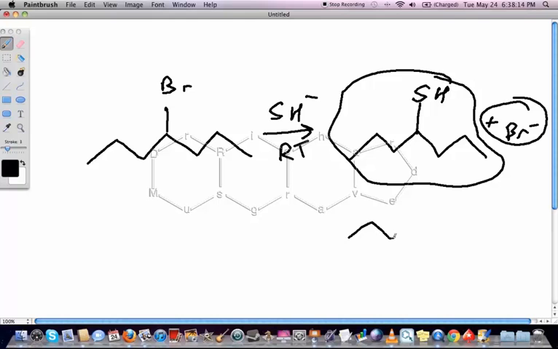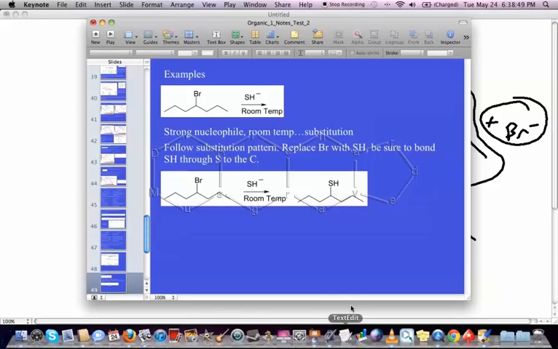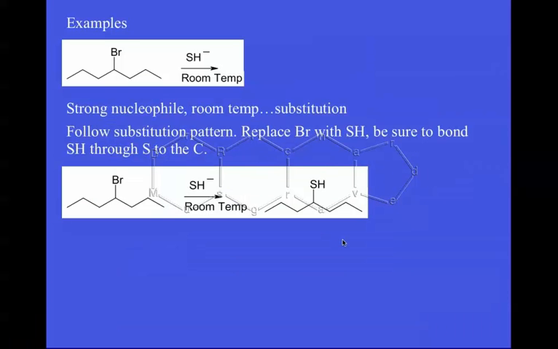Now be careful and make sure that you don't do something like this. Make it SH and then keep the negative charge on the SH, because that is not within the substitution pattern. What happens is the SH negative attacks and transfers its negative charge to the bromine, so the bromine becomes a bromide ion. This compound that we form here is neutral and always will be neutral. Alright, so this one gives a single product, just a substitution product.